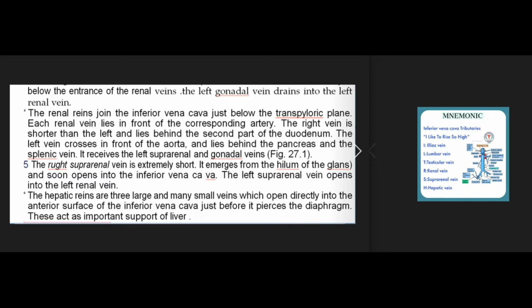The right suprarenal vein is extremely short. It emerges from the hilum of the gland, and soon opens into the inferior vena cava. The left suprarenal vein opens into the left renal vein.